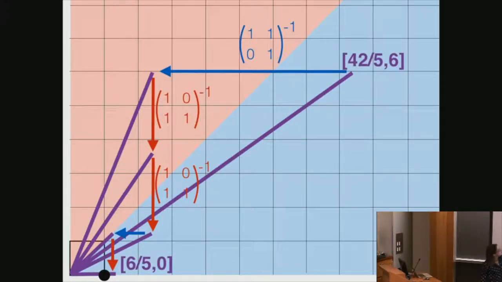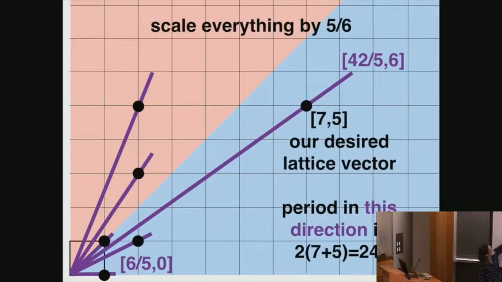So each of these matrices, it's easy to write the inverse. You just actually put a negative right here. And so it's easy to multiply that vector by these matrices and figure out what point you get. And the point you get is 6/5, 0. What we really wanted to start with was 1, 0. That was the point that we started with. So we should scale everything down by a factor of 5/6. So let's do that. If we scale everything down by a factor of 5/6, it turns out that our point was 7, 5. So if you shoot your ball in that direction, the period is 2 × 7 + 5, which is 24.